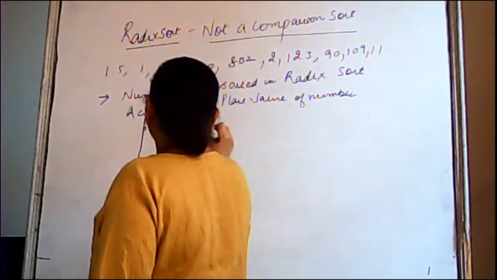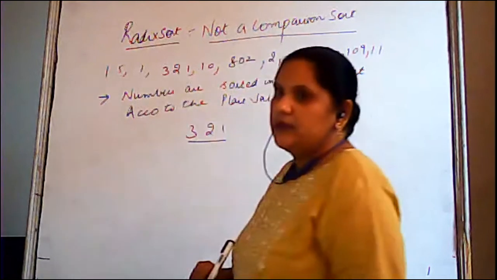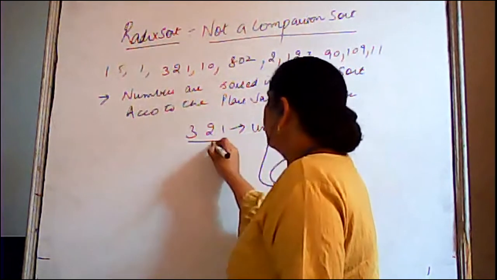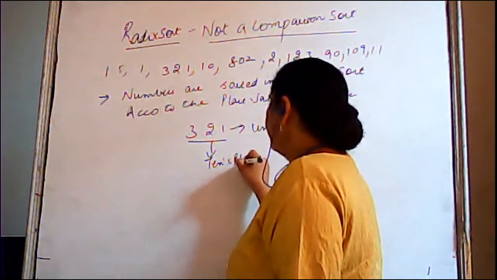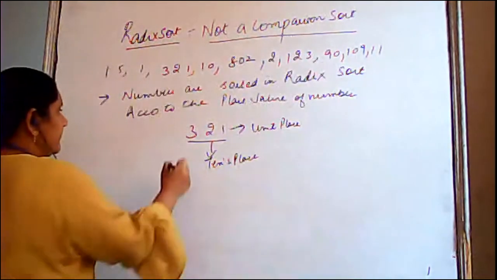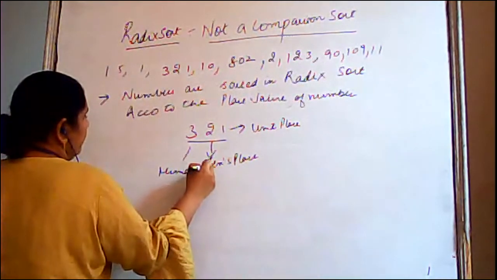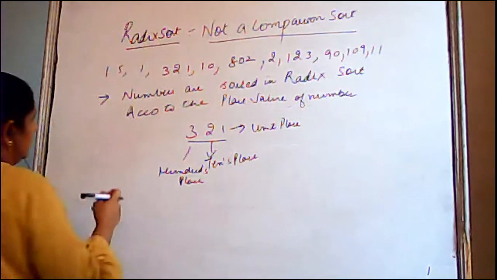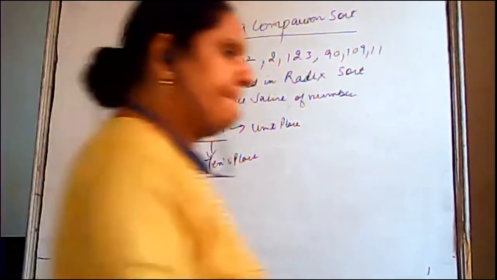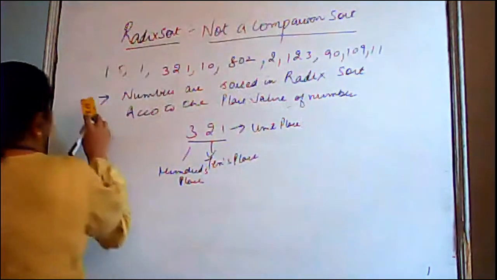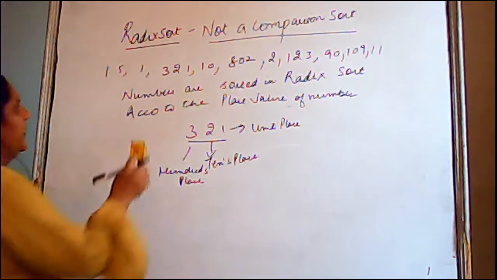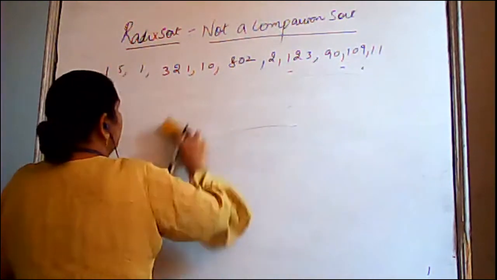So if your number is given as 321, fine. Ones is at units place. This is at tens place. And this is at hundreds place. So what is the algo behind it? The numbers in the radix sort are actually sorted according to the place value of the numbers. Then what is the algo?